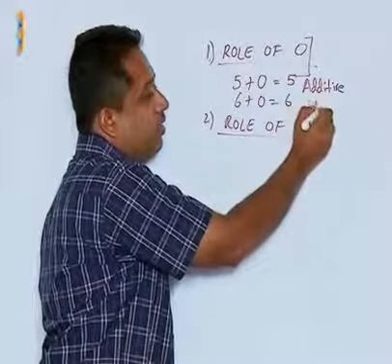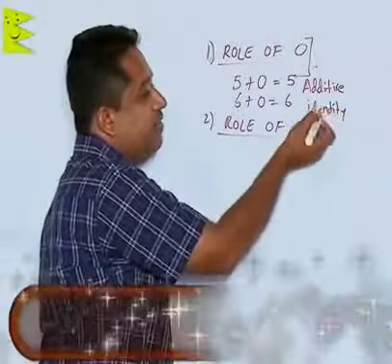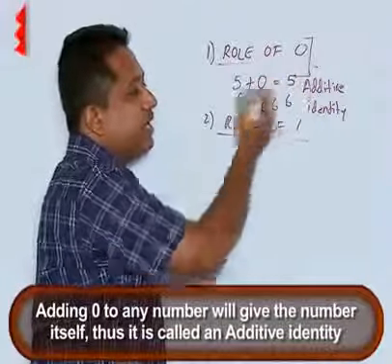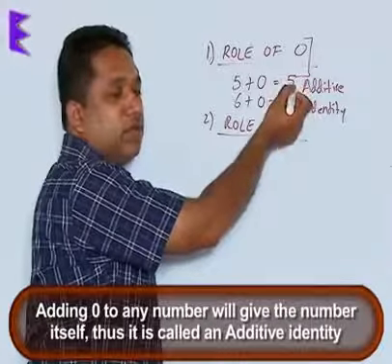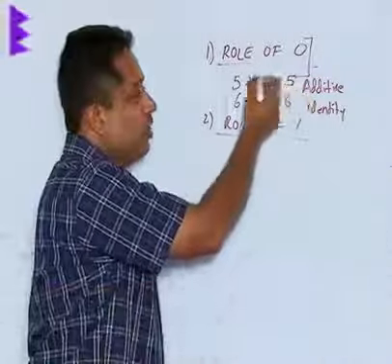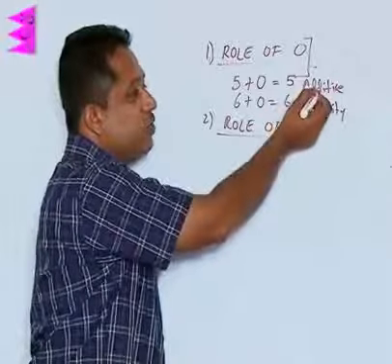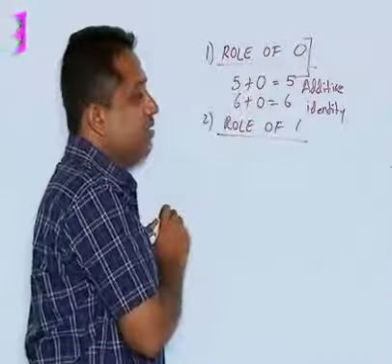Why is it called an additive identity? Because when we add 0 to a number, we get the number itself. However, if you multiply, let's say, 5 into 0, we are not going to get the number, we are going to get 0. So it is not true for multiplication, it is only true for addition. So 0 is an additive identity.